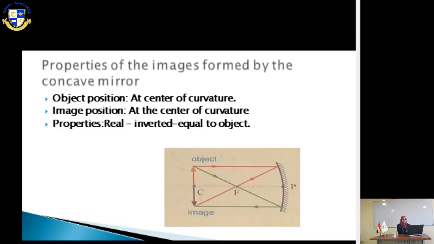And the properties are real, inverted, and equal in size.